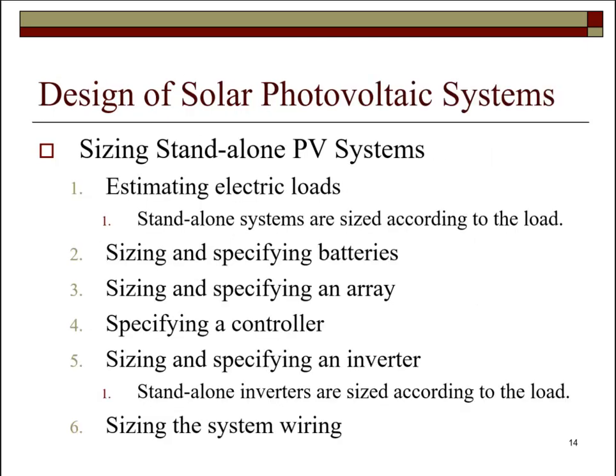This slide lists the steps involved in designing a standalone system. The first thing that must be done is to estimate the electric load. There are various ways to do this. The best way is to use existing utility data. After the load is estimated, it's time to size and specify the battery bank. Sizing and specifying the array usually comes next. After the battery bank and solar array have been sized, it's time to size the mechanical equipment, such as the controller, the inverter, and the wiring.